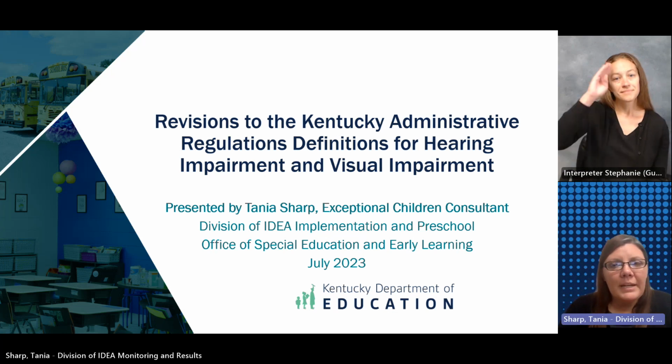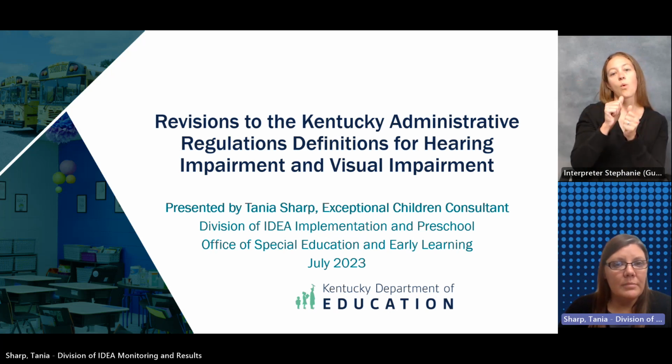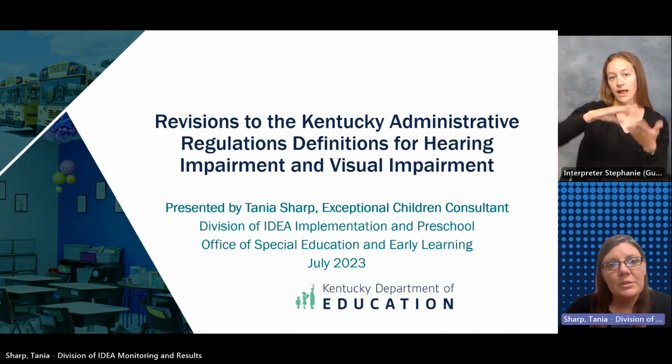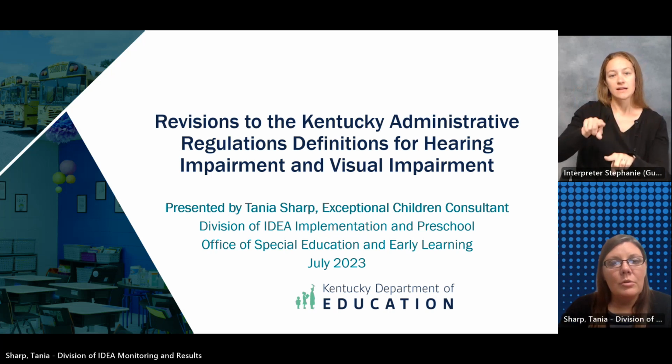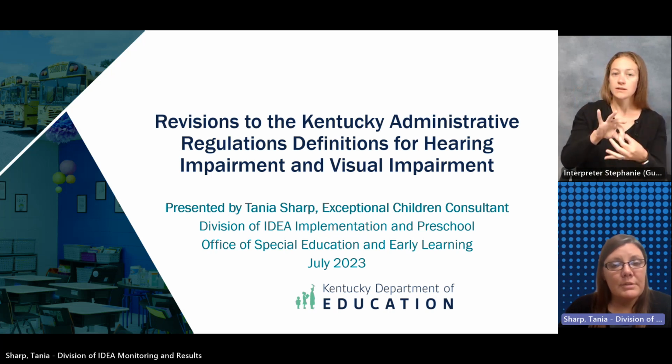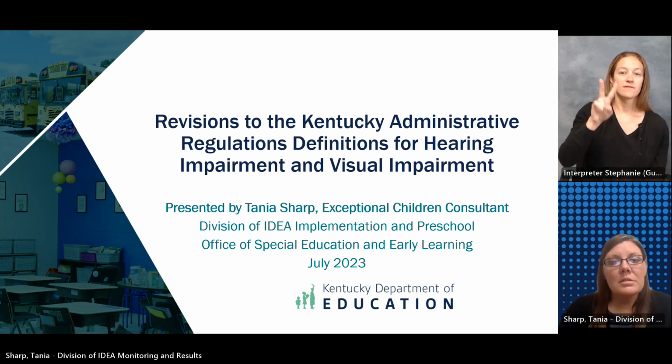Hi, my name is Tanya Sharp, and I am with the Office of Special Education and Early Learning. I'm excited to share with you an overview of the newly released questions and answers document related to the most recent revisions to the Kentucky Administrative Regulations, definitions for hearing impairment and visual impairment. So let's get started.